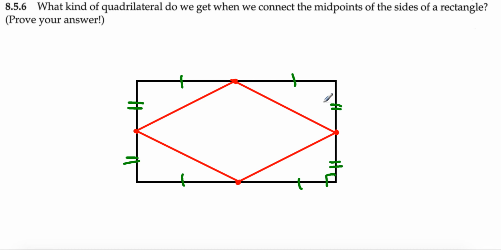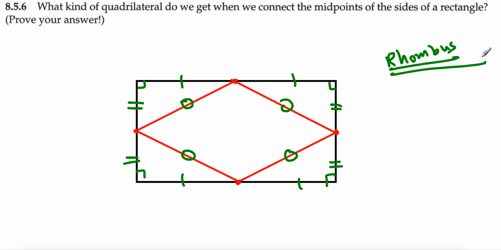And then we know that all the angles are right angles. Then what have we created? We just created 4 congruent triangles. Since we have 4 congruent triangles, the red line segments are corresponding parts of the congruent triangles. Therefore, they all must be equal to each other. Oh, wait a minute. A quadrilateral that has all equal sides, what is that? It's a rhombus. So that would be our answer.